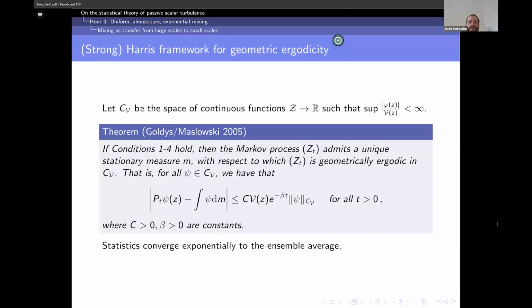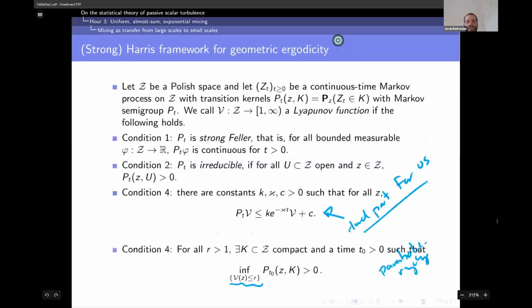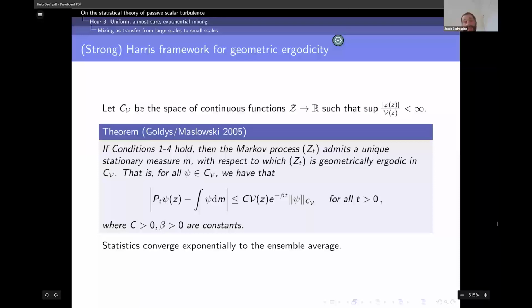Okay, so now there's a theorem. So I'm particularly quoting a version due to Goldys and Maslowski, but the framework has a history that goes back much further. This particular version just happens to be stated in Goldys and Maslowski quite rather clearly. It says, if you have these conditions, then you're geometrically ergodic, and the space in which you're geometrically ergodic is actually an important detail, which I won't dwell on too much, but is very important for our work and for understanding infinite dimensional geometric ergodicity in general.